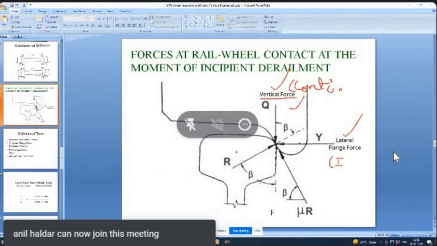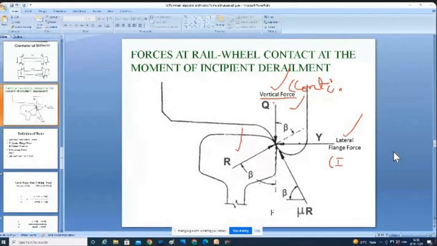Because of this vertical force and lateral flange force, at one instant where the flange is touching the rail, additional forces come. As per Newton's third law, if you apply some force F, there is an equal and opposite reaction applied by the other body. This is called the normal reaction force R.